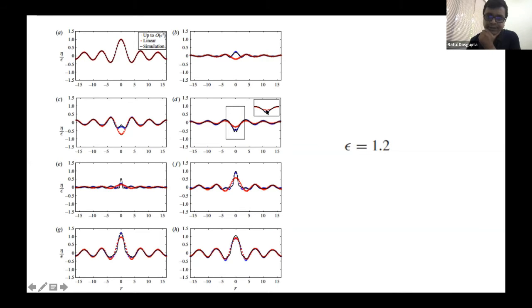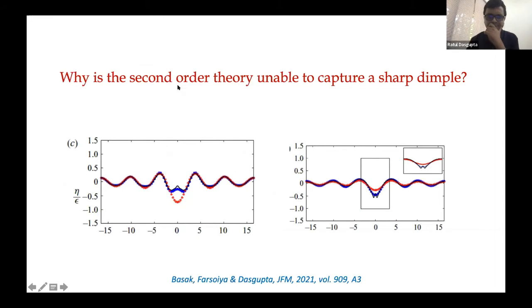If you look at the inset, I don't know whether it's visible here or not, but the order epsilon square theory is unable to capture this dimple at all. Okay, it actually smoothens it out. So let's try to understand what's happening. We are asking this question: why is the second order theory unable to capture a sharp dimple? By sharp I mean this. This was the dimple which was formed when the interface was going down. So this is the sharp dimple which the theory is not able to capture.